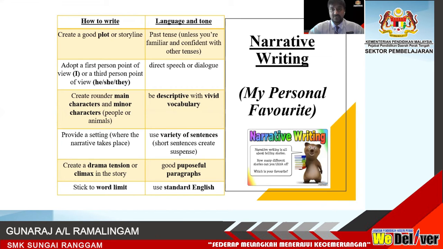Next, we have to look at perspective. What kind of perspective are you going to use in your story? Is it first-person point of view, where you use words like I, something that you experience yourself? Or will it be third-person point of view, where you write the story from the perspective of another person? No matter what, remember to always write important and round main characters as well as minor characters. You can always include people and animals as part of your minor characters. Also remember to provide a setting where the narrative takes place. Be imaginative with your setting.